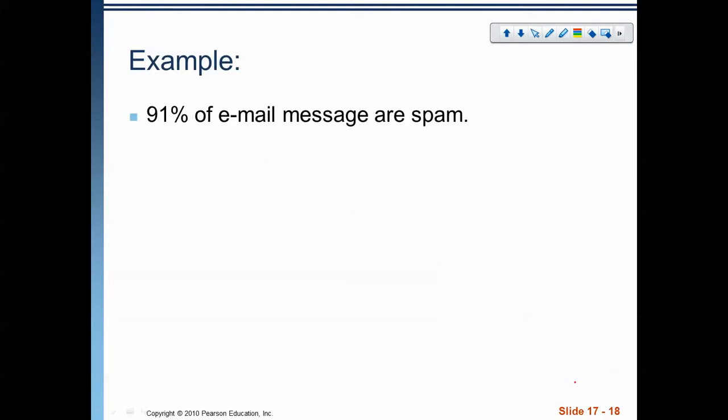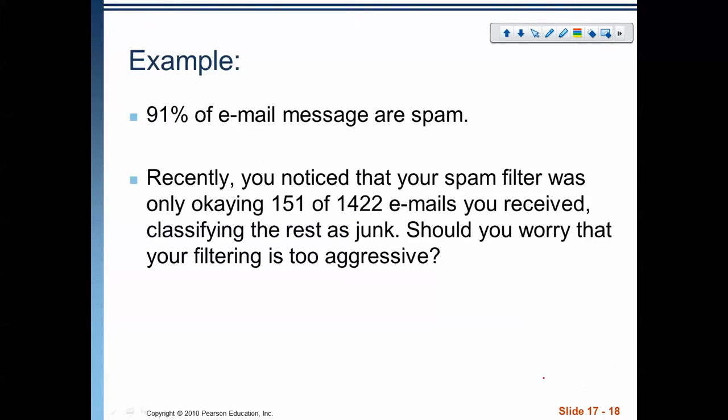Back to our spam example. 91% of email messages are spam. Boom. Recently, I noticed that my spam filter was only okaying 151 of 1,422 emails, classifying the rest of the emails as junk mail.